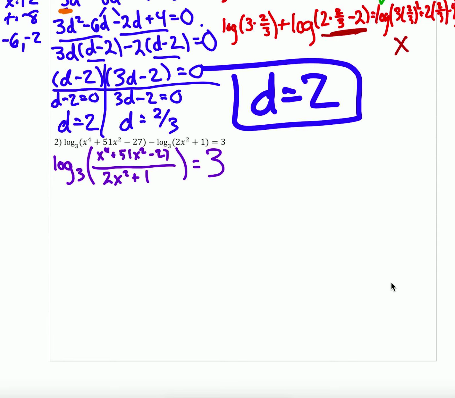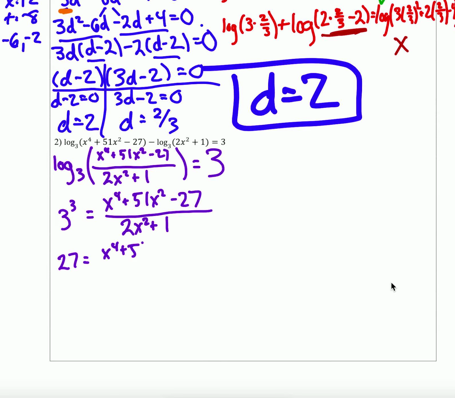So now we have this equation in logarithm form. Let's get it out of logarithm form and turn it into exponential form. So our base is 3. So is our exponent, because that's what the log is equal to. And that's going to be equal to our argument, x to the 4th plus 51x squared minus 27, all over 2x squared plus 1. So on the left side, let's make that 27, a little bit easier to work with than 3 to the 3rd, equals x to the 4th plus 51x squared minus 27, all over 2x squared plus 1.